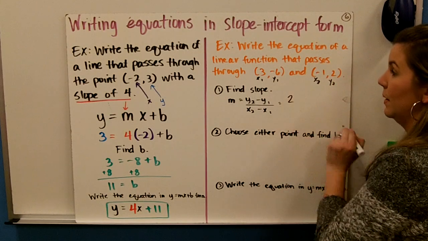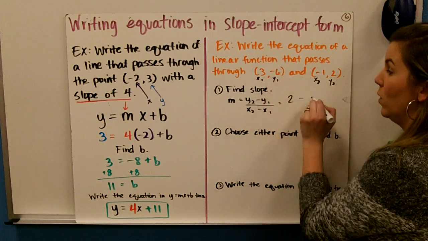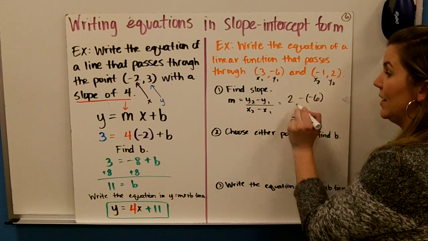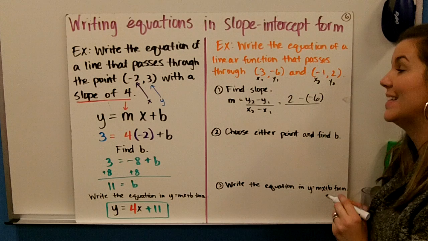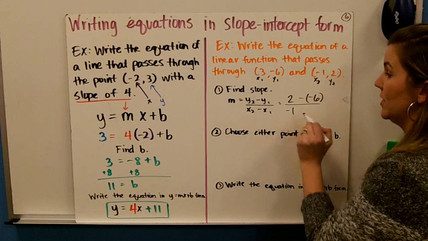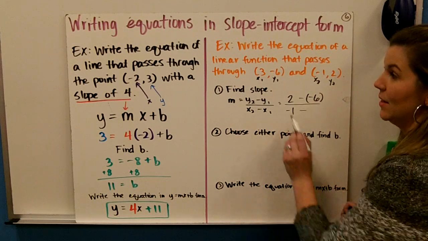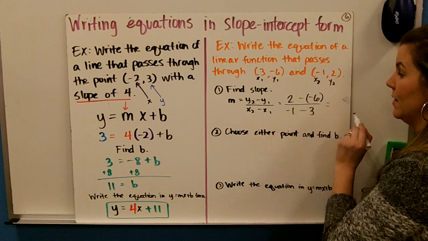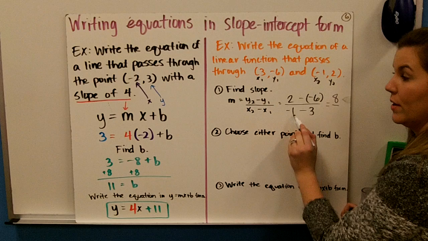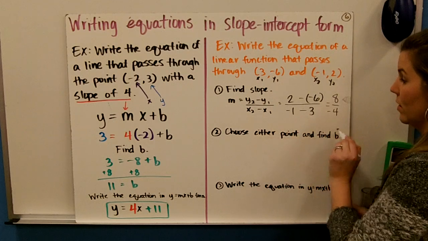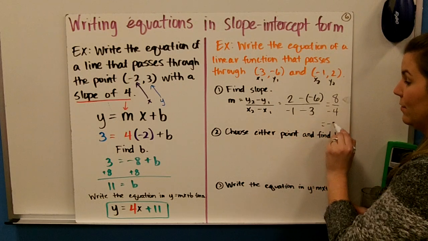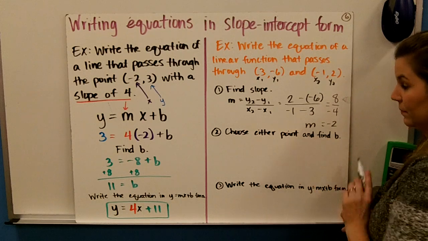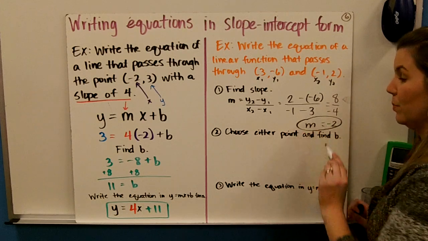y2 is 2 minus y1 is -6, so we're subtracting -6, divided by x2, which is -1, minus x1, which is 3. 2 minus a -6 is 8. -1 minus 3 is -4. And 8 divided by -4 is -2. So here we have the slope is -2.